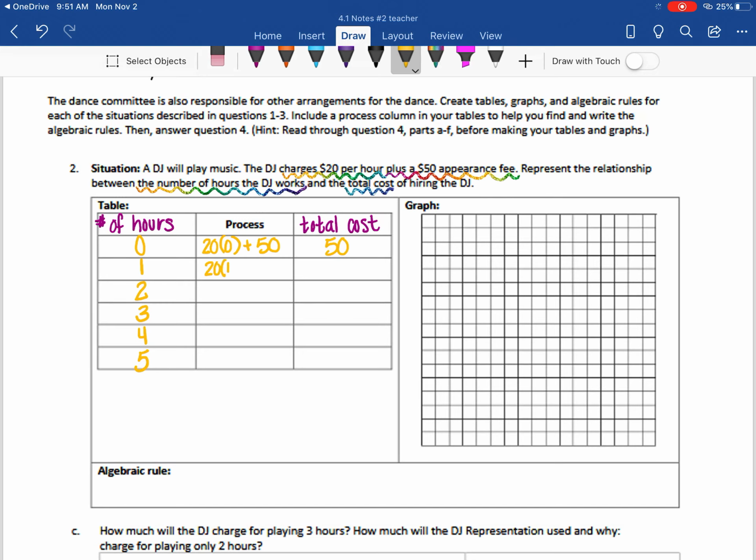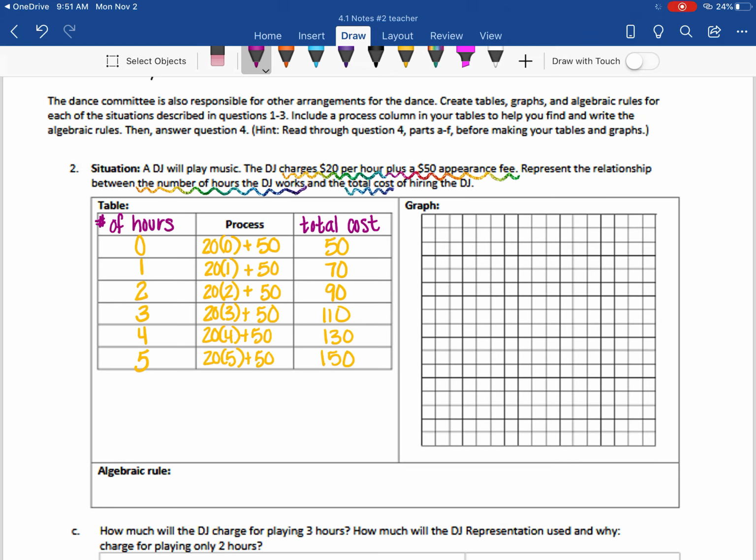Okay, if he works 1 hour, he's going to charge $20 for that hour, plus the $50 appearance fee, which gives us $70 for the total cost. For 2 hours, he would charge $40 plus the appearance fee, giving us a total of $90. And you can see our process, so I'm just going to continue the process for 3, 4, and 5 hours. And now we've got this lovely table that we need to graph.